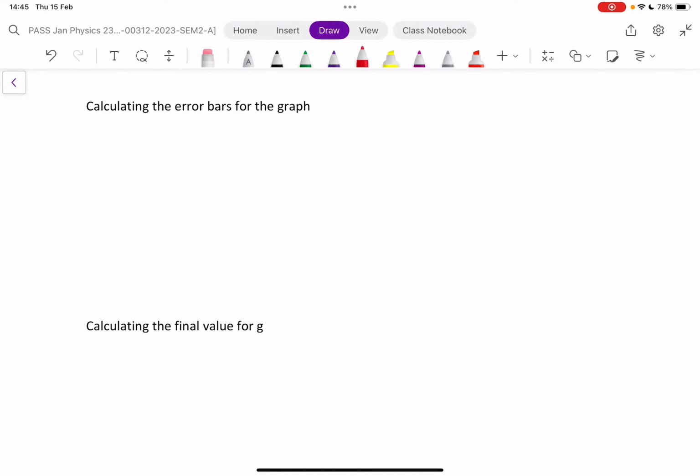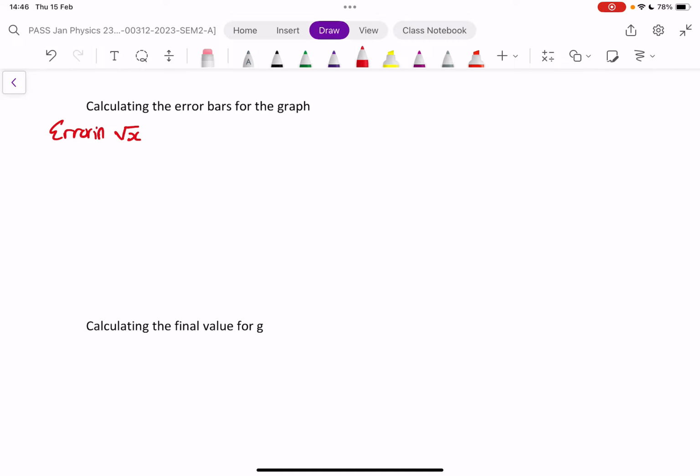This is probably the hardest part, calculating the error bars for the graph. There are 2 bits and it takes quite a lot of number crunching. Okay, so let's first look at errors in x. Well, actually, technically, we're plotting root x, aren't we? So it's errors in root x.